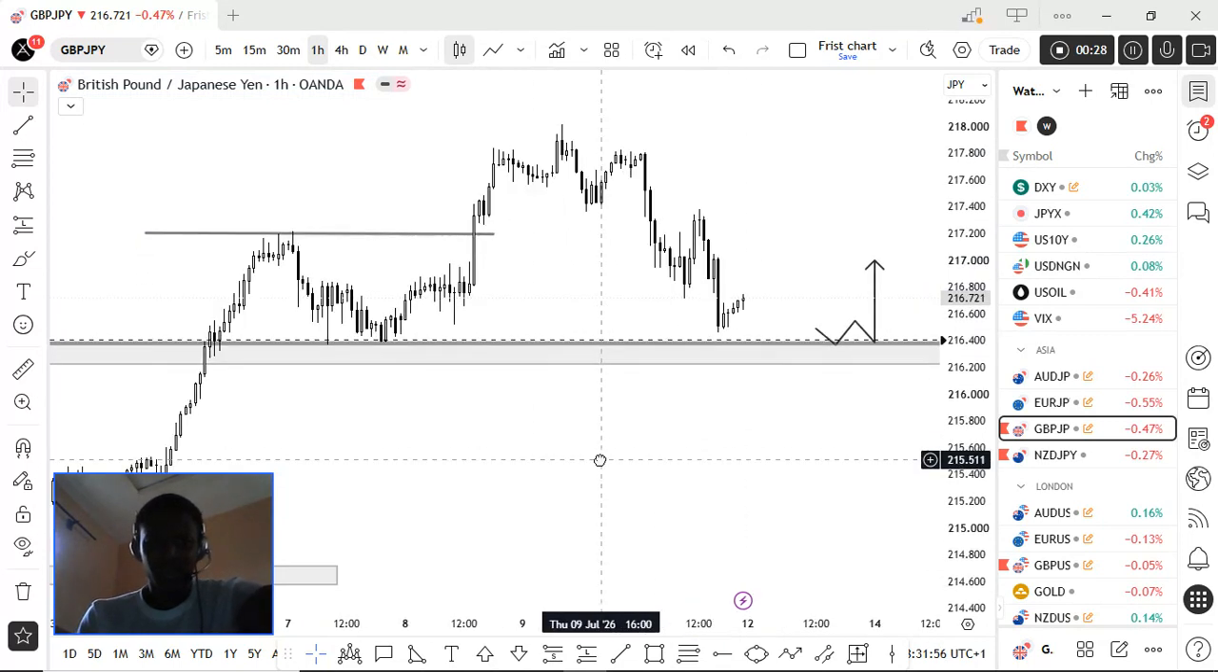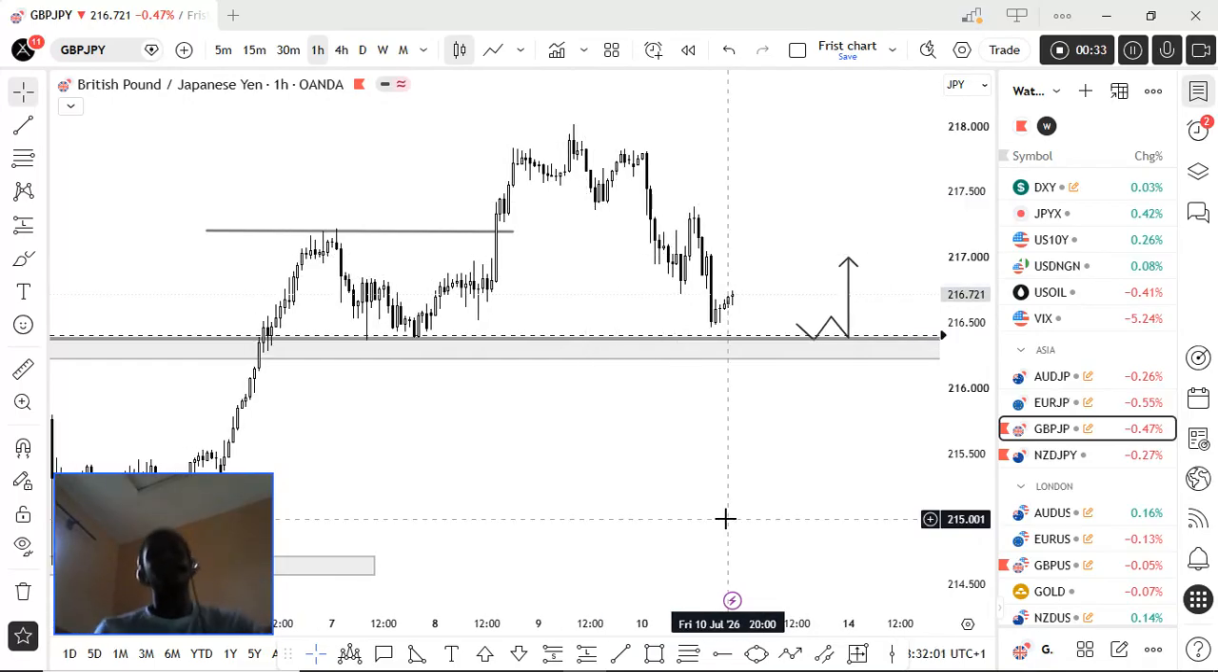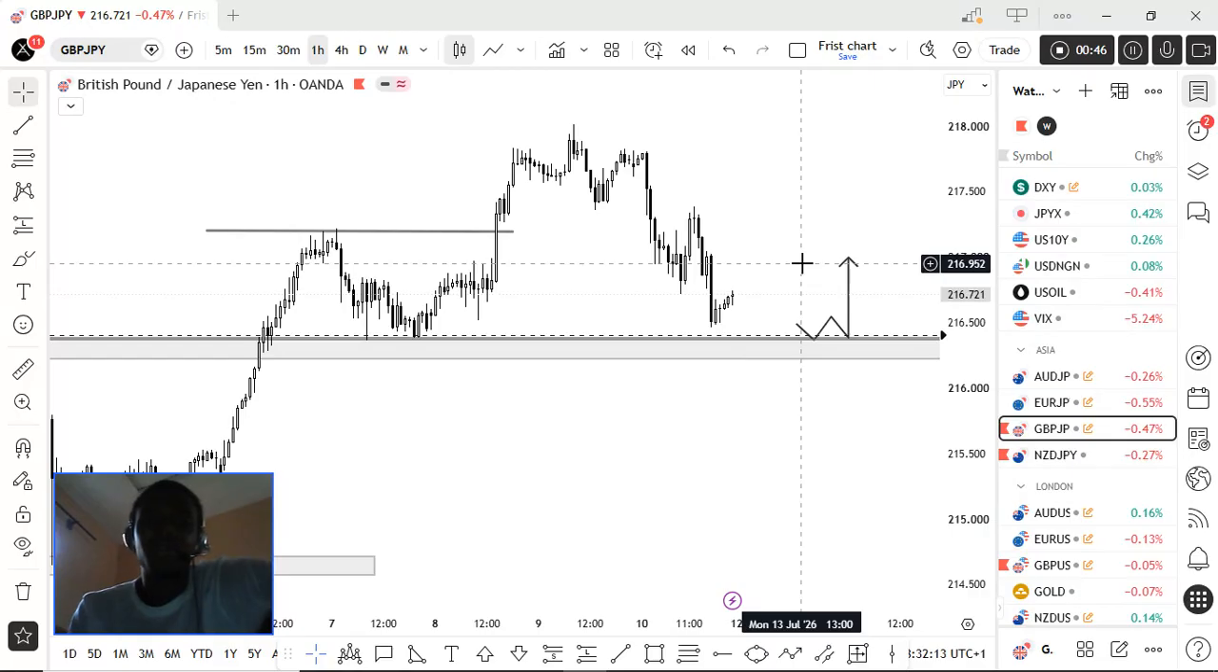In this market, I'm going to be starting with GBPJPY. GBPJPY is very close to my area of interest, so this is a pair that can play out beginning next week. The market's kind of closed right now, but I think anything Monday, Tuesday, hopefully this trade is supposed to start playing out.